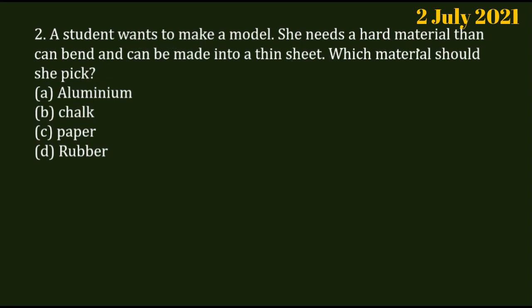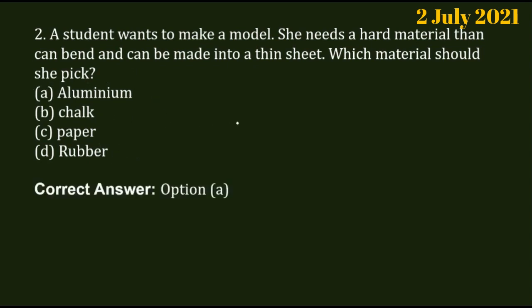Next, a student wants to make a model. She needs a hard material that can be bent and can be made into a thin sheet. Again, a question on the same property. Which material should she pick? Right? Again a metal. And which one of these is a metal? Chalk is not a metal, paper is not a metal, rubber is not a metal. So the answer obviously will be aluminium.